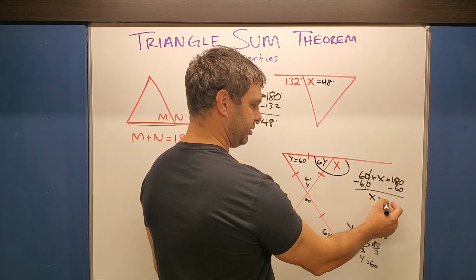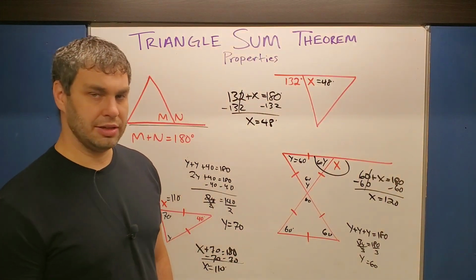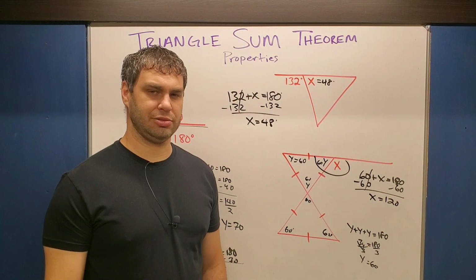But I'll get x equals 120. 180 minus 60 is 120 degrees for the x in that one. All right, let's try our last type.